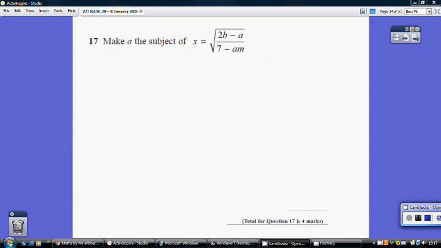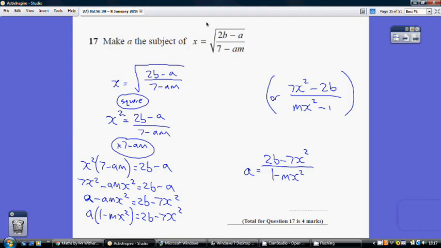Question 17. So we've got to make A the subject. So we've really got to unpack this equation. First things first, let's undo this square root. So let's choose to square both sides. So we get x squared equals 2b minus a over 7 minus am.